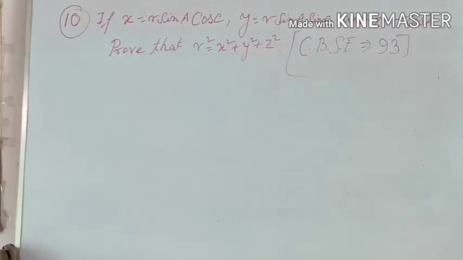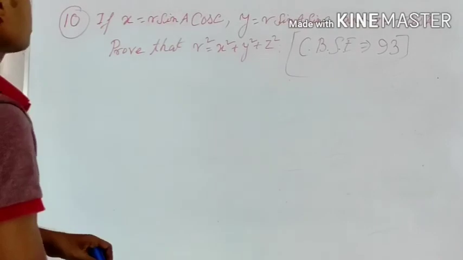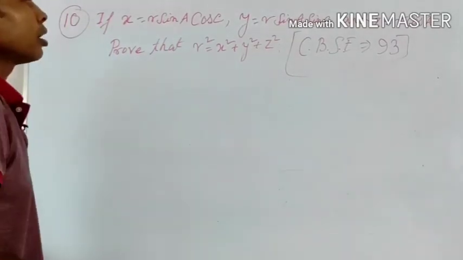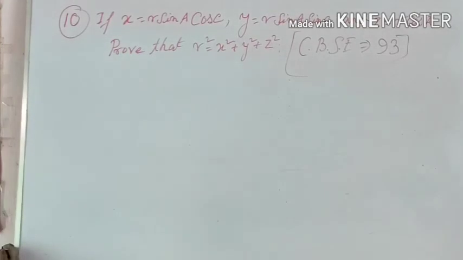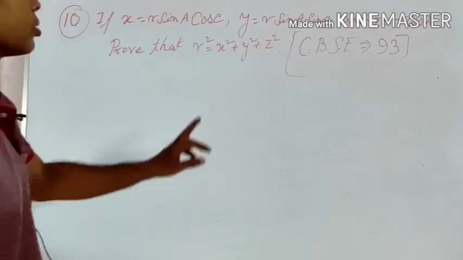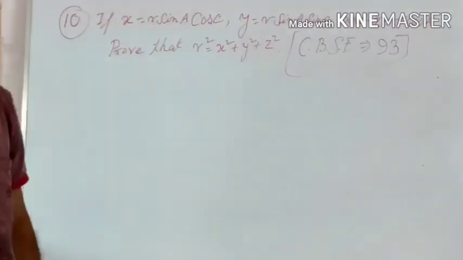CBSE class 10, question number 10. If x is equal to r sin a cos c, y is equal to r sin a sin c, and z is equal to r cos a, prove that r square is equal to x square plus y square plus z square. This question has come from CBSE in the year 1993.